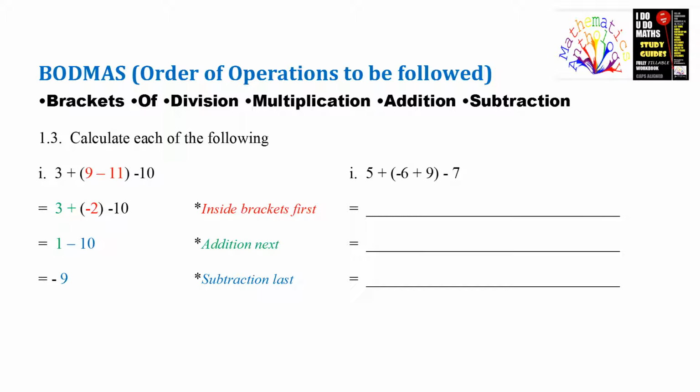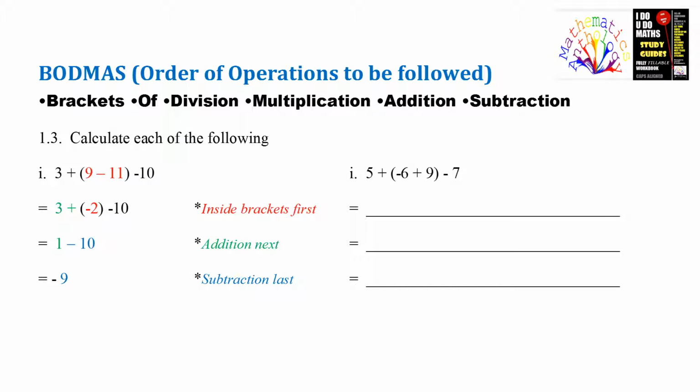We can now look at BODMAS when working with integers. So BODMAS, also known as the order of operations, stands for brackets, of, division, multiplication, addition, and subtraction, in that order specifically. So let's do an example here. Calculate each of the following.